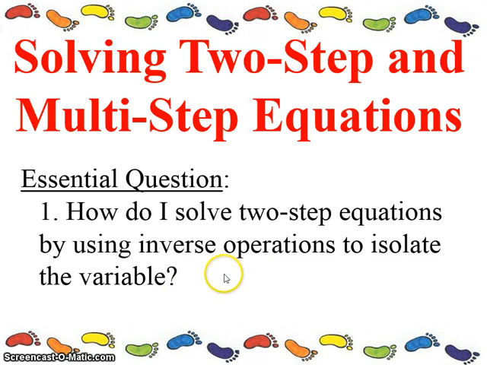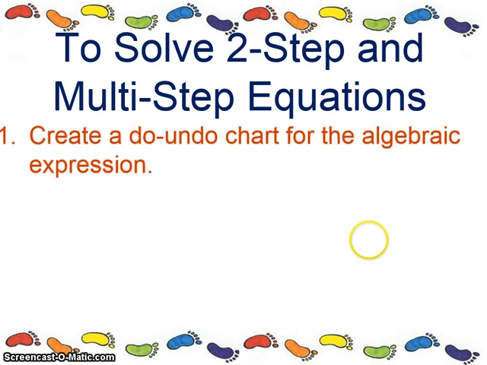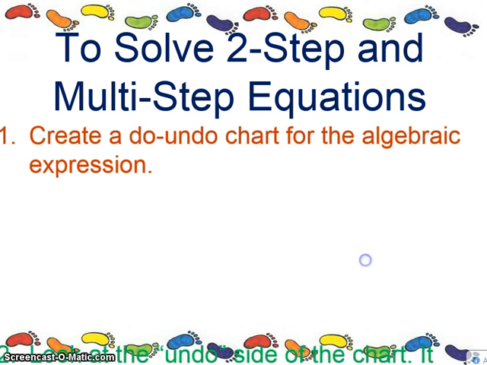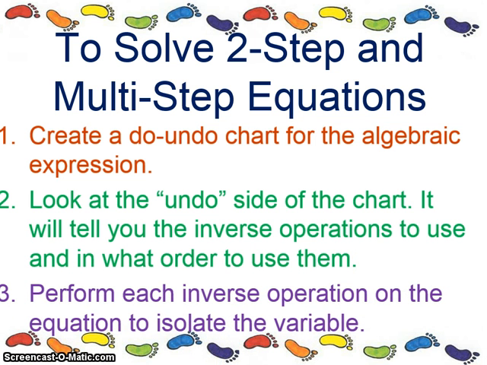And you remember that in Lesson 1, we learned that this phrase can help us solve any equation. So to solve two-step and multi-step equations, we need to first create a do and undo chart for the algebraic expression. Second, look at the undo side of the chart. It will tell you the inverse operations to use and in what order to use them. Third, perform each inverse operation on the equation to isolate the variable. And remember, what you do to one side, you must do to the other.